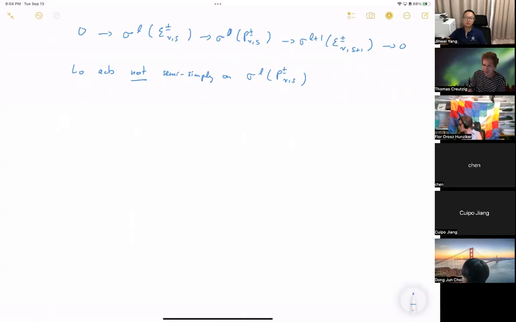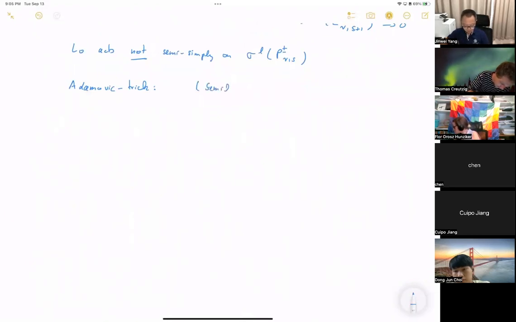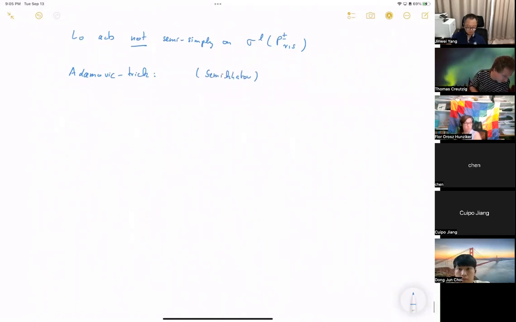What one needs to understand is how to find a good free field realization, and free, you'll see, it's not quite true. And for that, one uses a method that one needs to give a name. So I think this is a good name: the trick of Adamovic. It's in fact based on an idea by Semikhatov, but Adamovic brought it to good use.